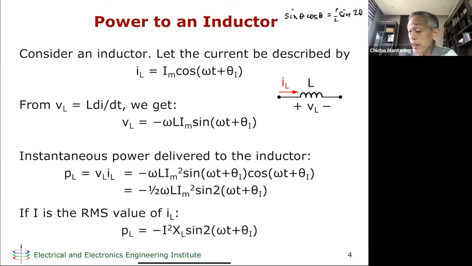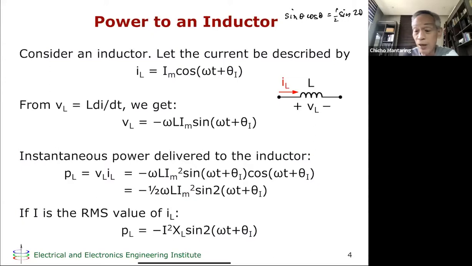And again, if I use the RMS value of I sub L, so again, I is I sub m divided by the square root of 2. If I replace I sub m by I times the square root of 2, then you square that cancels with the 1/2. Ito yung matitira. So this is my expression for the instantaneous power that is delivered to this inductance.